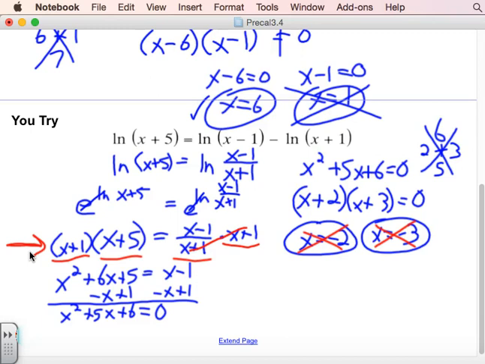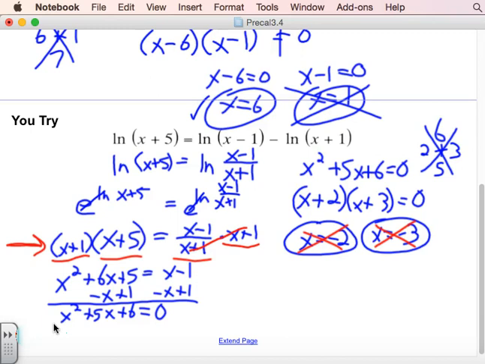So then in the next step, make everything equal 0. So I subtract x and add 1 to both sides, and I'm left with this quadratic equation, x squared plus 5x plus 6 equals 0. I factor that and solve each factor. I get x equals negative 2 and x equals negative 3.